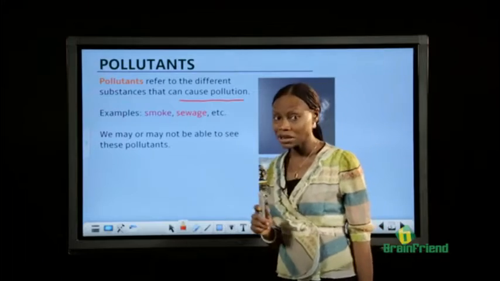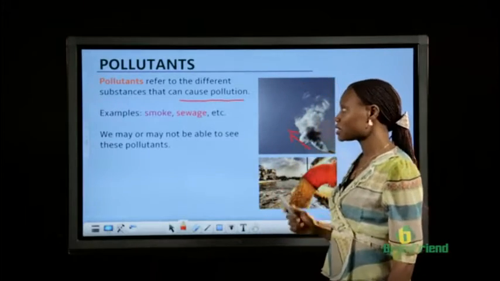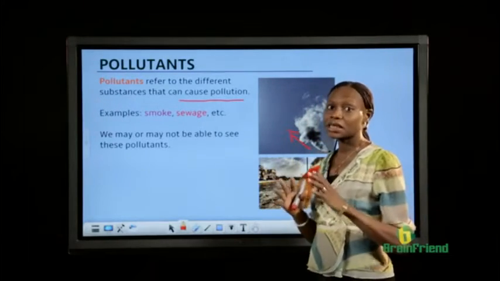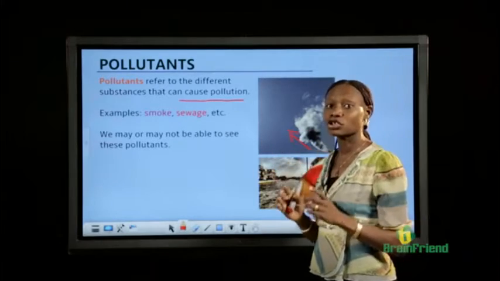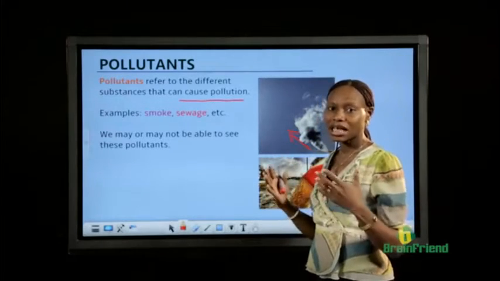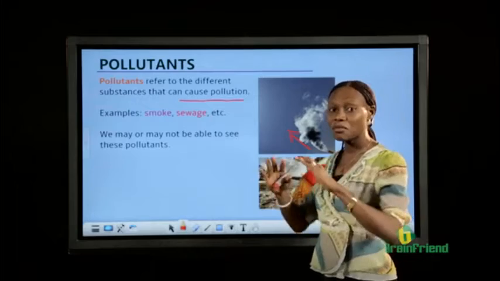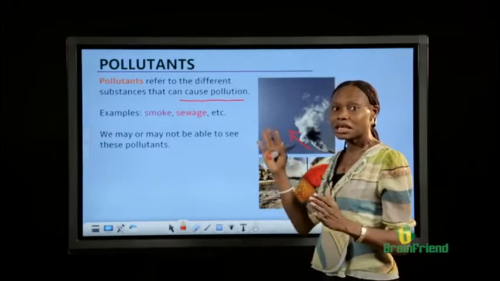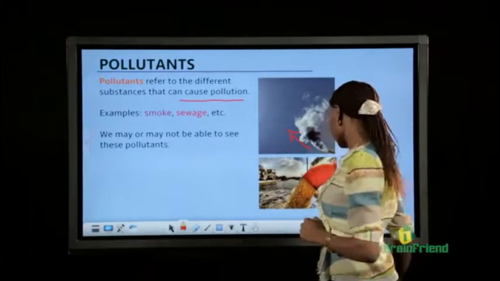We may or may not be able to see these pollutants. So don't always think that because I see it, then it's pollution. But when you don't see it, well, the environment is clean. It means that the environment may look clean, but there may be a form of pollution.